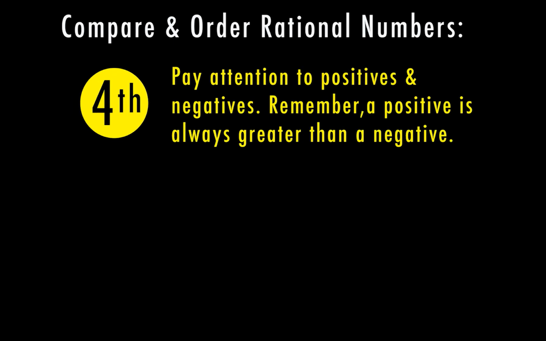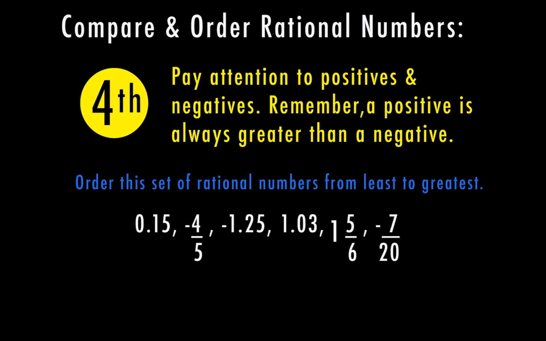For your fourth step, we want to pay attention to positives and negatives. So now we're not just comparing and ordering whole numbers or positive numbers. Now we have to make sure that we're putting our positives and negatives in the correct order. Remember, a positive is always greater than a negative. So let's do a practice problem. We want to order this set of rational numbers from least to greatest. And it's important to always pay attention to what order they want it in. There's a few things in math where they're very detailed on the order, and if you don't answer in the correct order, your answer is going to be wrong. So in this case, we're going to go least to greatest.